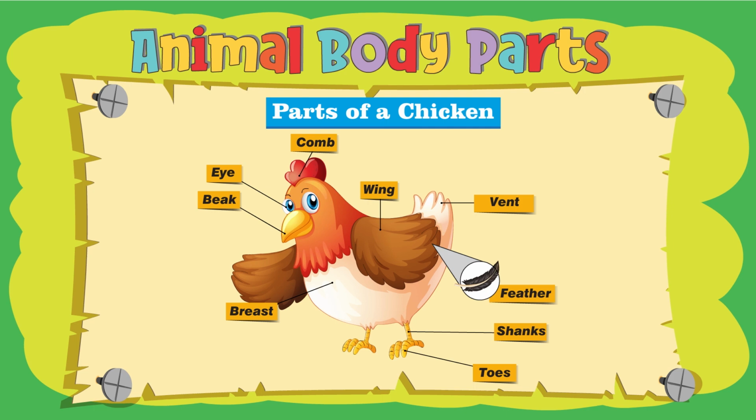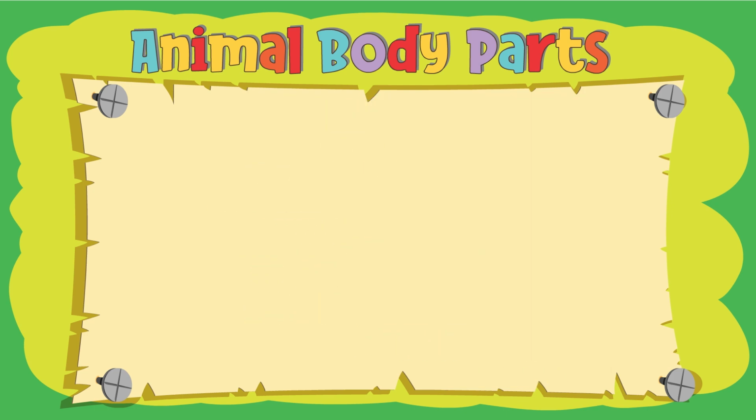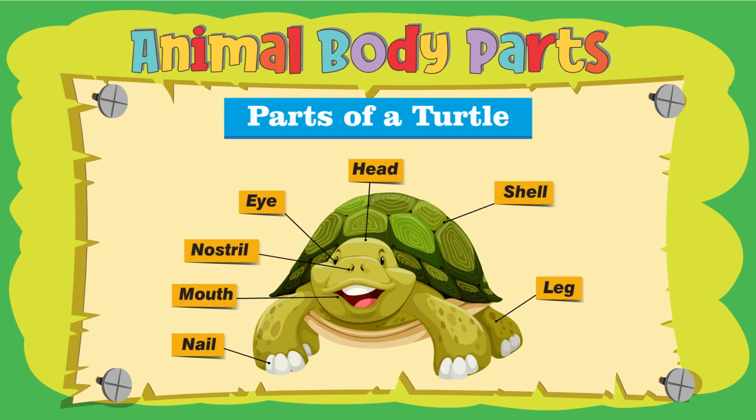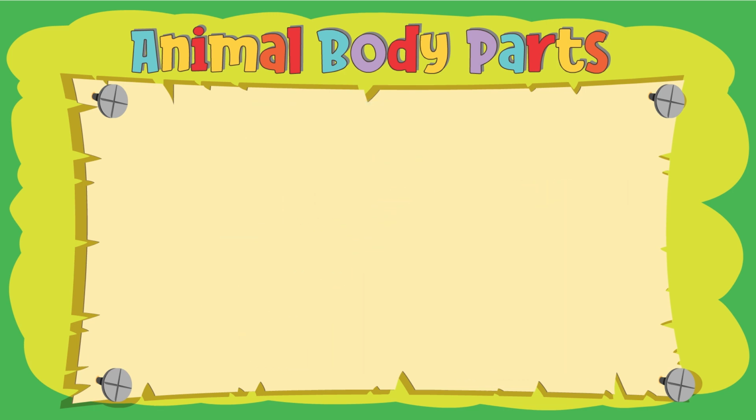Parts of a chicken. A chicken has a comb, eyes, a beak, a breast, toes, shanks, feathers, wings, and a vent. Parts of a turtle. A turtle has a head, eyes, nostrils, a mouth, nails, a shell, and legs.